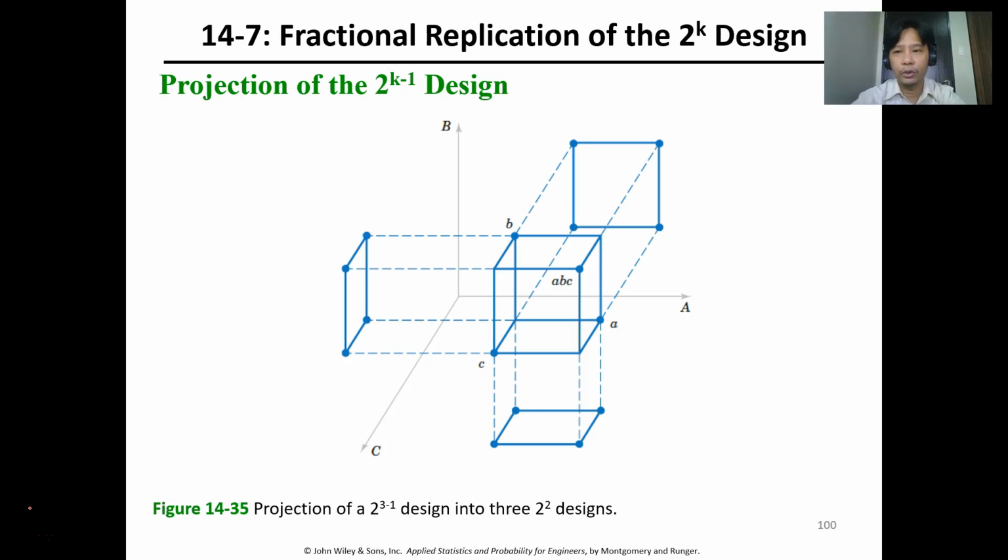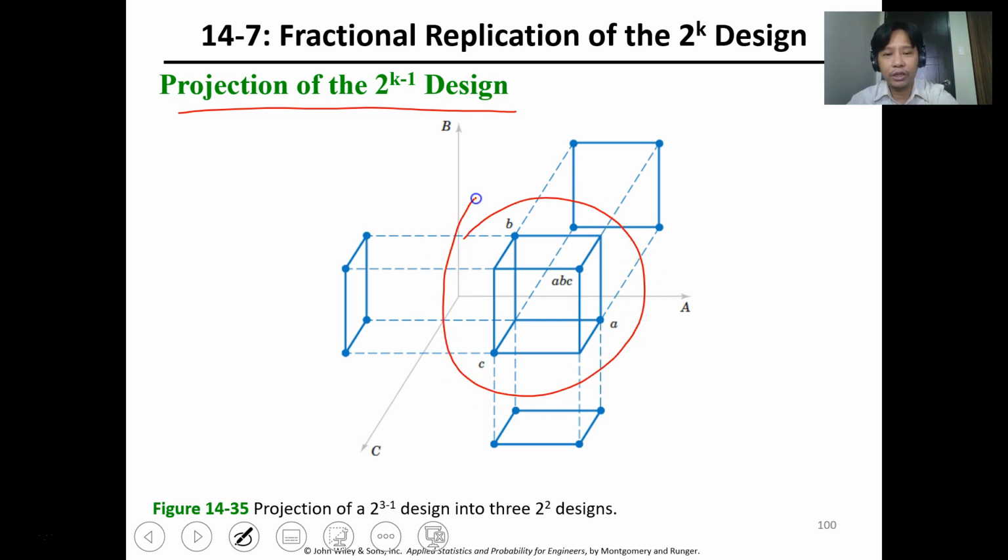Okay, so hello everyone. We're here on our continuation for lesson 13, design of experiment for several factors or several variables. So last time we discussed the fractional replication of a 2^k design where we divide the experimental design into fraction, yung 1/2 fraction. And now we will try to do another fractional replication by doing a projection of a 2^(k-1) design.